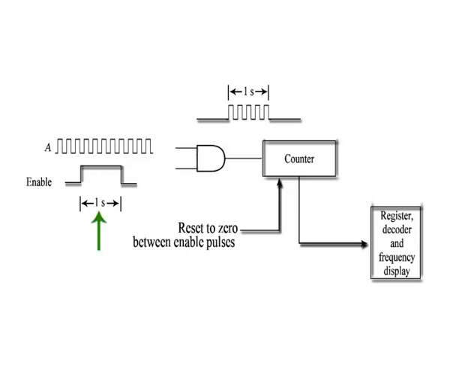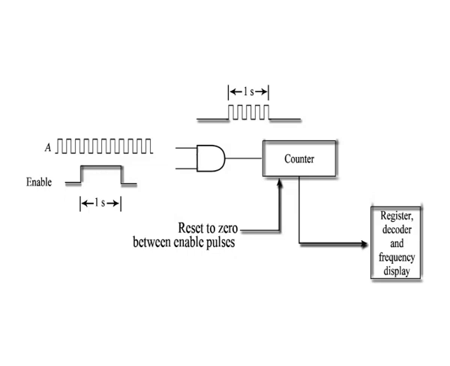The enable pulse has a width of precisely 1 second. When the enable pulse is high, waveform A passes through the gate to the counter, and when the enable pulse is low, the signal is prevented from passing through the gate, or we can say it is inhibited. During the 1 second interval of the enable pulse, pulses in waveform A pass through the AND gate to the counter. The number of pulses passing through during the 1 second interval is equal to the frequency of waveform A.